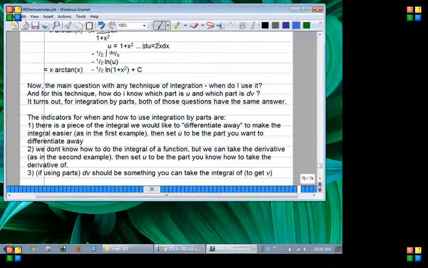And then also a sort of helpful rule is that when you choose your u and dv, make sure that when you choose dv, one of the first things you should check is that it's something you can take the integral of, because the very first step, once you choose dv, is to make a v. So if dv is something you can't integrate, then it's a problem.